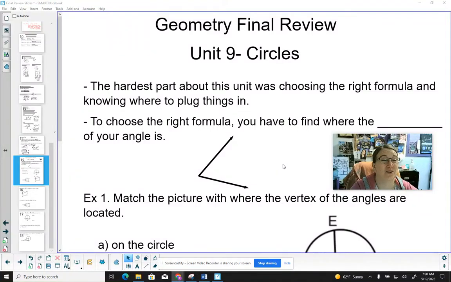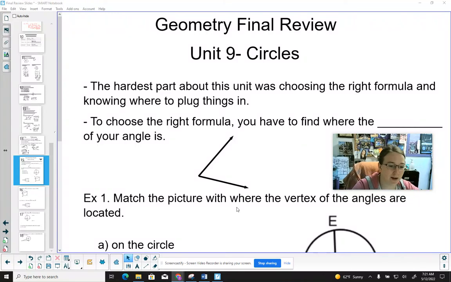Okay, into our favorite unit about circles. Now, I know this was one of the trickiest units, actually, but again, it's only 5 questions, guys. You just know these 5 topics, so we'll try and break it down a little bit. So the hardest part about this unit was choosing the right formula and then knowing where to plug things in.